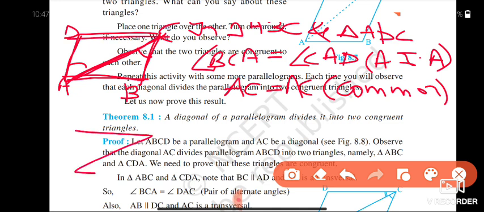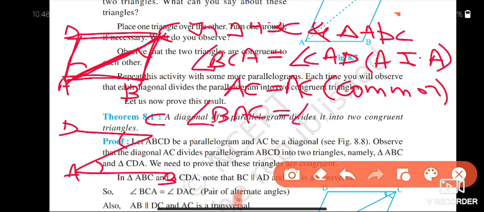Okay, this way. Here D is there, here C, here A, and here B. So this angle is your Z. Here we can take angle B, AC will be equal to angle DCA. Again the reason will be the same, alternate interior angles.